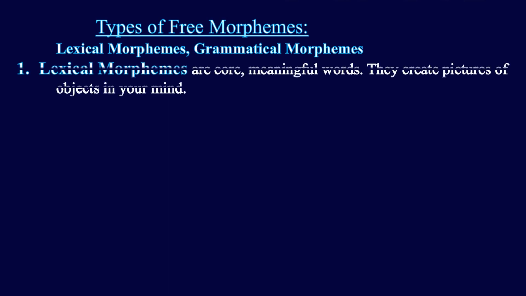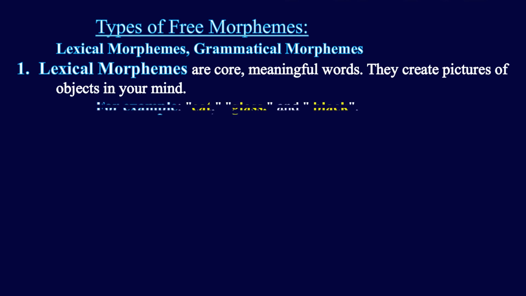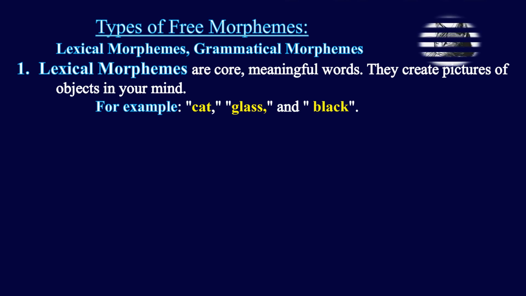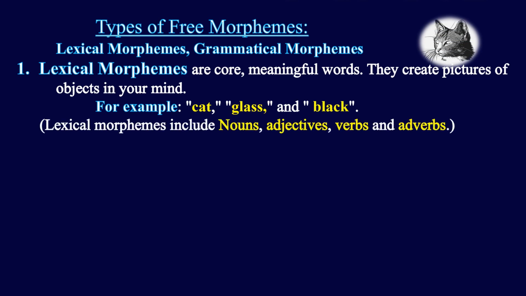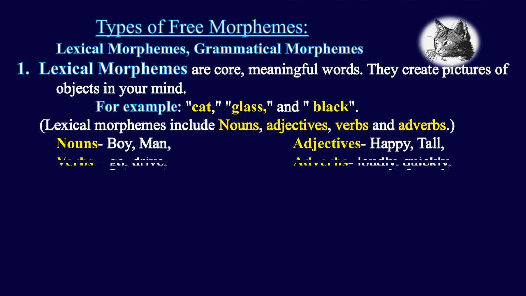Lexical morphemes are core, meaningful words. They create pictures of objects in your mind. For example, cat, glass and black are lexical morphemes. Lexical morphemes include nouns, adjectives, verbs and adverbs. Nouns boy and man, adjectives happy and tall, verbs go and drive, adverbs loudly and quickly are lexical morphemes.